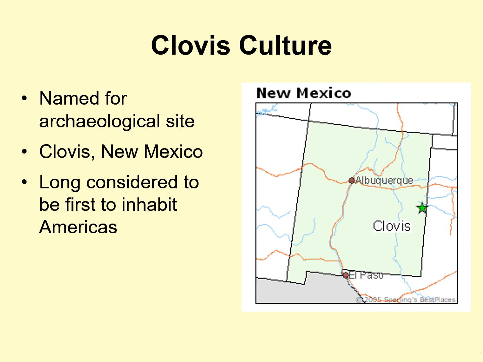Clovis Culture is named for the archaeological site at which it was first identified in Clovis, New Mexico. Clovis peoples were long considered by archaeologists and scholars to be the first people to inhabit the Americas. Archaeologists have held that Clovis peoples came over the land bridge and down a glacier pass to the east of the Rocky Mountains between 12,000 and 11,000 BCE, and they eventually spread through much of North America.